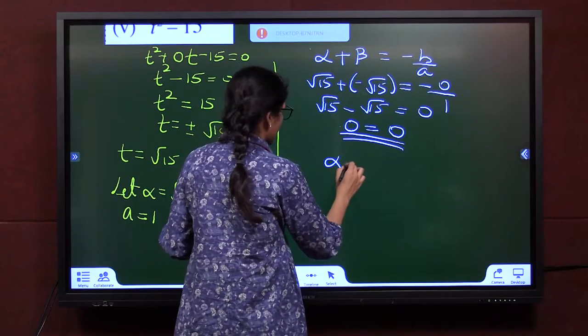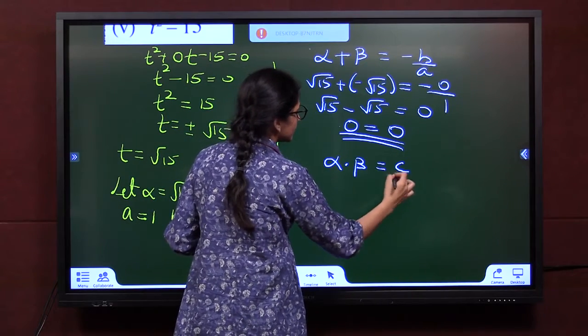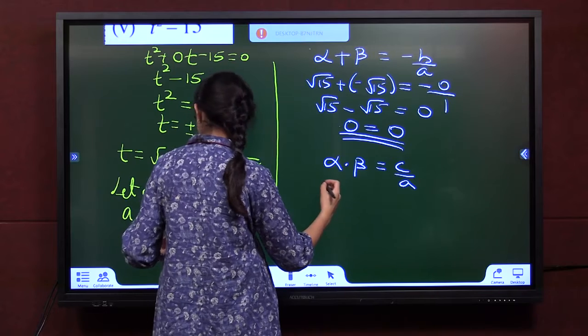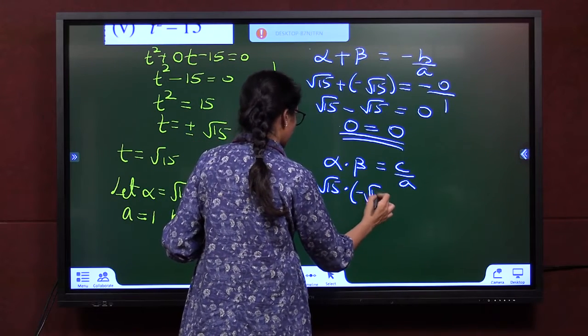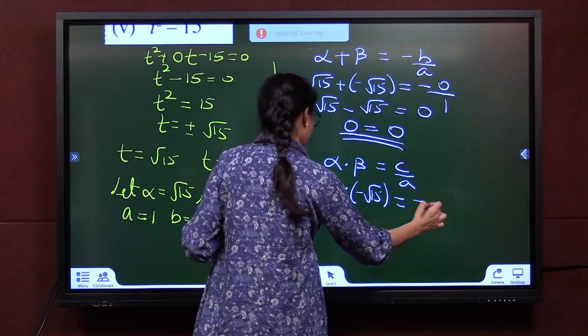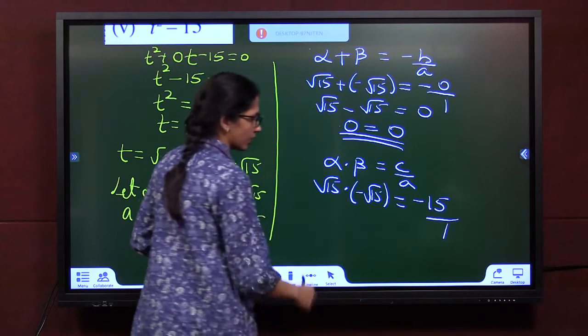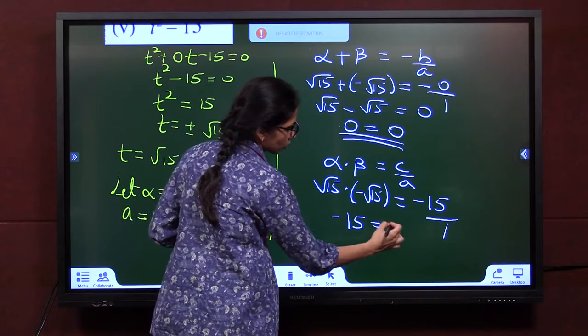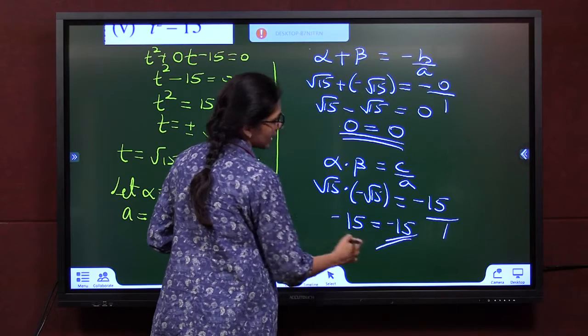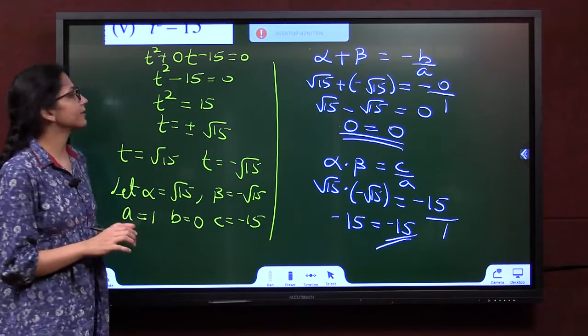Okay, so now alpha into beta is C by A. What is alpha? Root 15. Beta, minus root 15, C minus 15, A 1. Root 15 into root 15, 15. There's a negative sign. So minus 15 equals minus 15, LHS equals RHS, hence verified.